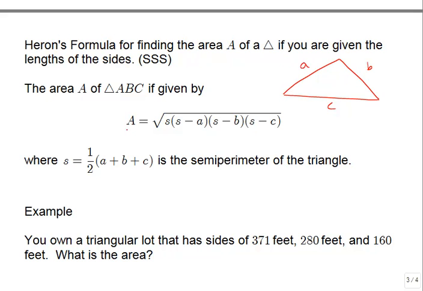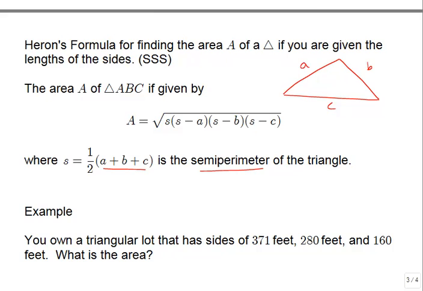It says that the area of the triangle is the square root of S times S minus A times S minus B times S minus C, where S is called the semi-perimeter of the triangle. So semi-perimeter is just the perimeter cut in half. So the perimeter of this triangle would be A plus B plus C, and the semi-perimeter would just be 1/2 that. So you figure out what your semi-perimeter is first. That's what you're going to use for all these S's, and then you take the difference between that semi-perimeter and A, B, and C, take the square root of the whole thing, and you have your area.